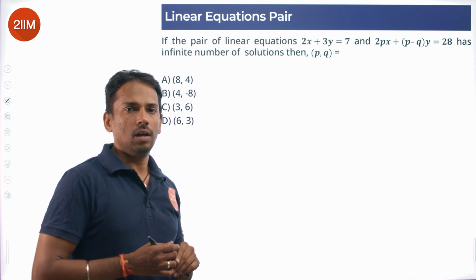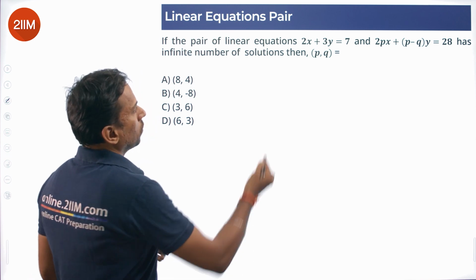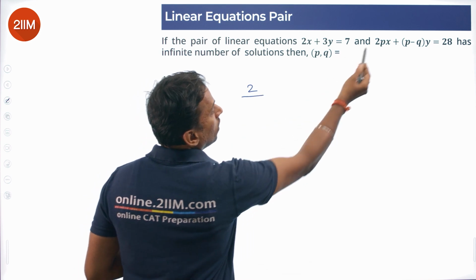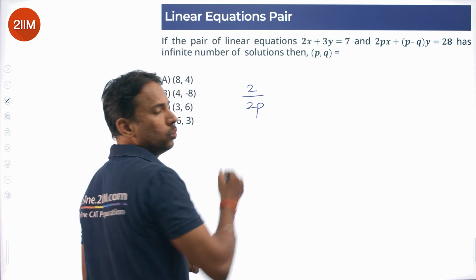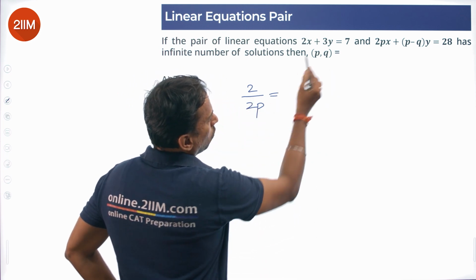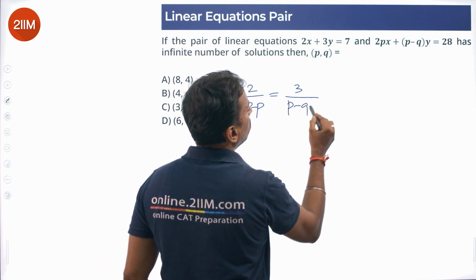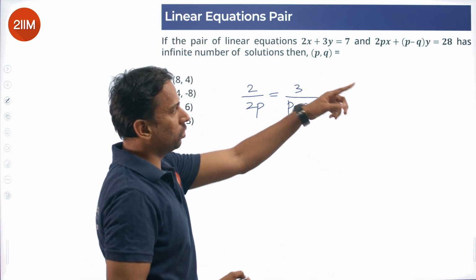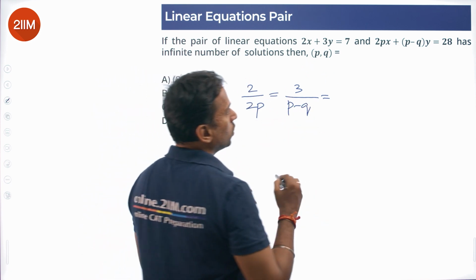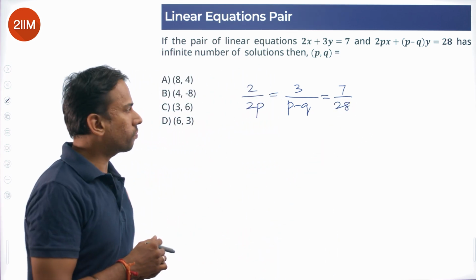That means their coefficients are going to be proportional, that's all. That means x's coefficient is 2 here, and 2p there, so 2 by 2p should be equal to y's coefficient, 3 by (p - q), and this is equal to the right-hand side constants, 7 by 28. Both equations have the constants on the right-hand side only, so no issues. So all these are proportional.